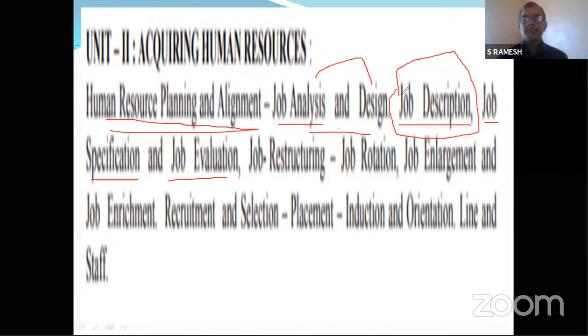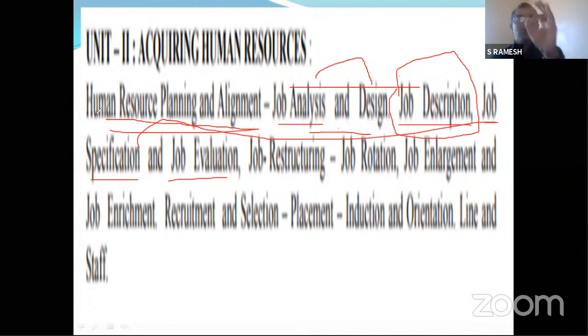That is job description. And job specification comes after all these tasks are over: analysis, design, and job description. Specification implies telling particularly who has to be employed for performing a particular job, what minimum qualifications are required, how much experience is required. Everything about the nature and qualifications of the employee to perform a particular job, that amounts to job specification. And after that, we will conduct job evaluation.